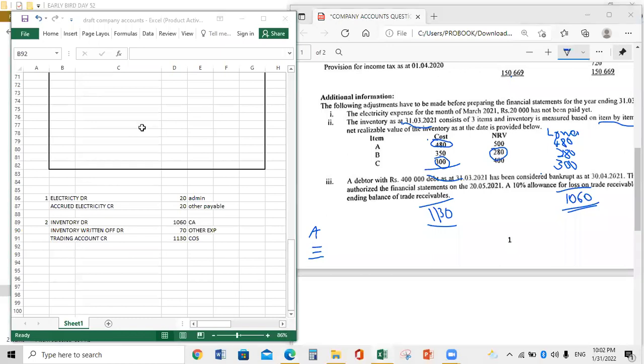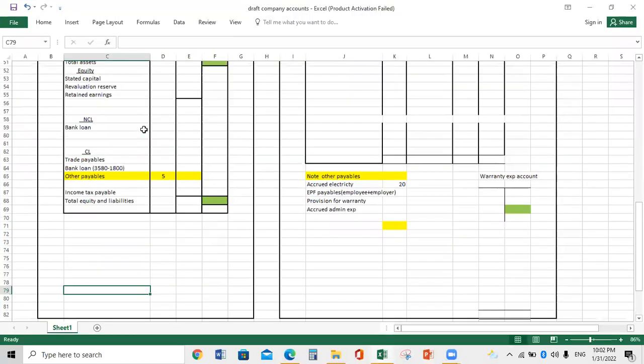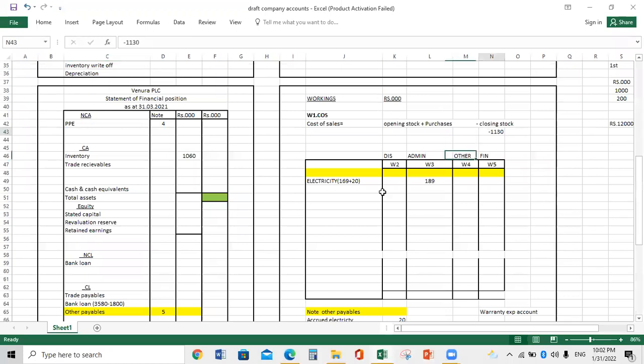So guys, under current asset, inventory is 1060. Cost of sales, closing stock is 1130. And then inventory written off is an other expense. Other expense is working number 4. That is 70,000. Inventory written off is 70,000. So we recorded in 3 places. Make sure you all also have done that. Okay. Now go to the next one.